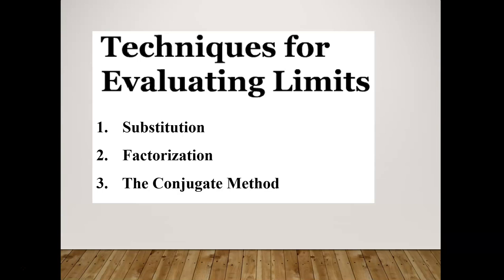There are a few techniques for evaluating limits. The first one is substitution. Let's say you want to find the limit of f(x) as x approaches 2. You just substitute x equals 2 inside your f(x) to find the limit. Number two is factorization, where we simplify the equation first. Number three is we multiply with its conjugate. This is called the conjugate method. We will look through them one by one.